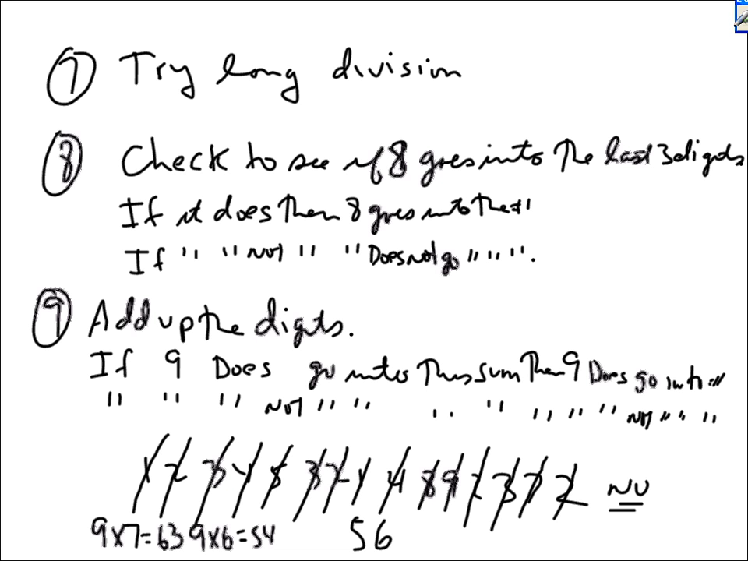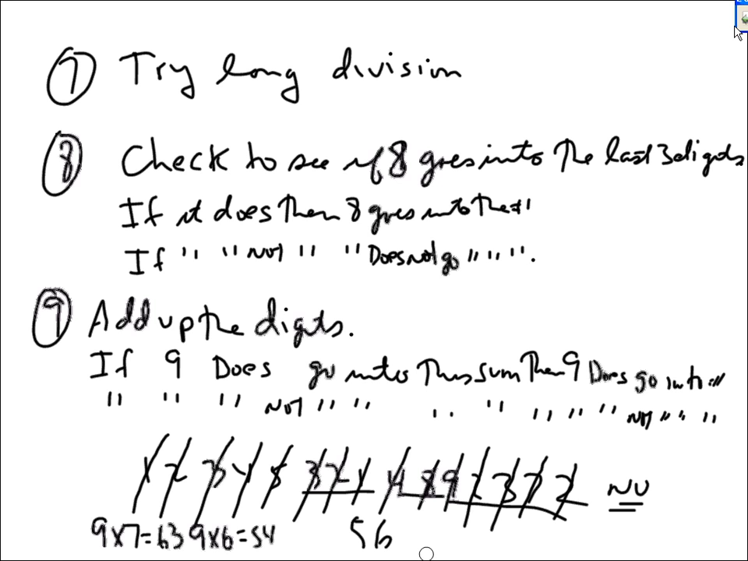Add up the digits. I'd rather add up those many numbers than do long division. Long division can be brutal. Just add up, in this case, 15 numbers. You don't want to do long division with a 15-digit number. And that's the divisibility rule for the number 9.